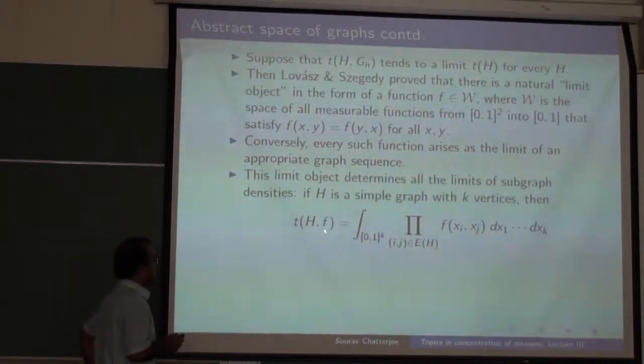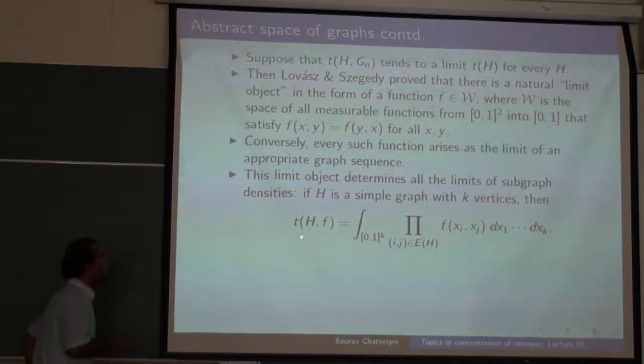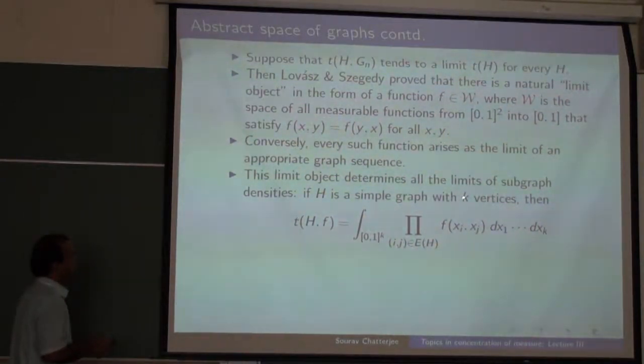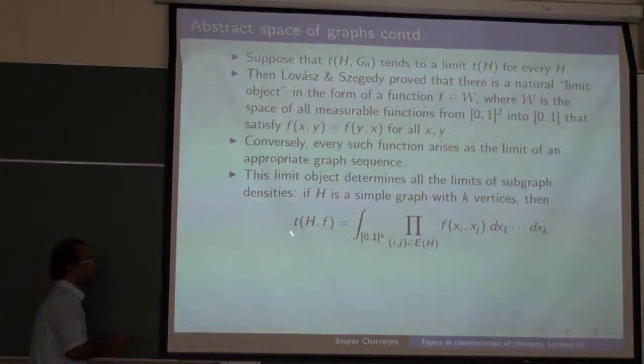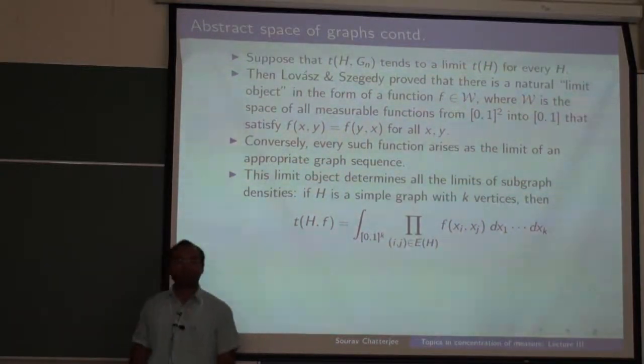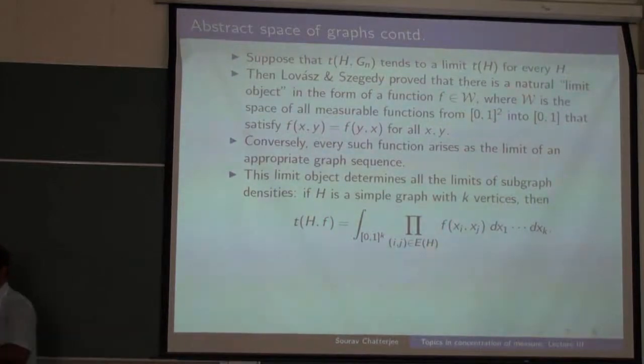Now, given a function f like this, one can define homomorphism densities in that function. This is how you define t(H, f). H is a simple graph on k vertices. You take the product of f(x_i, x_j) over all ij in the edge set of H, and then integrate over dx_1 to dx_k. This will be called the homomorphism density of H in the function f.